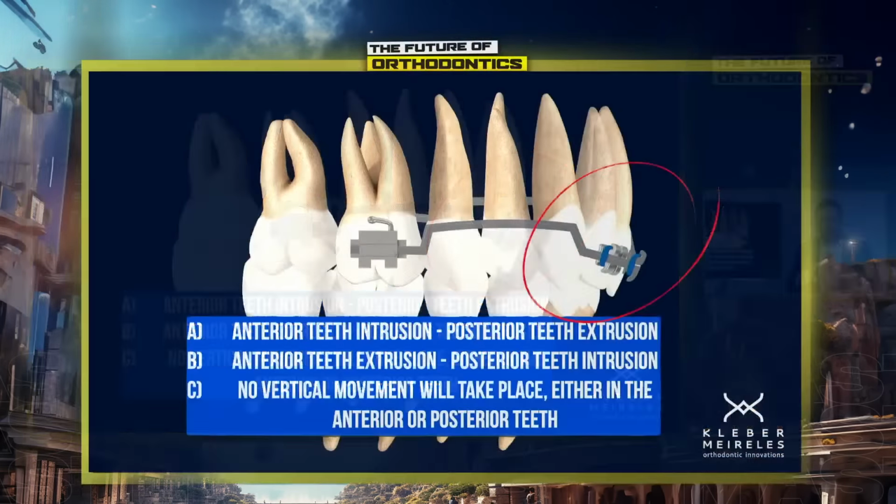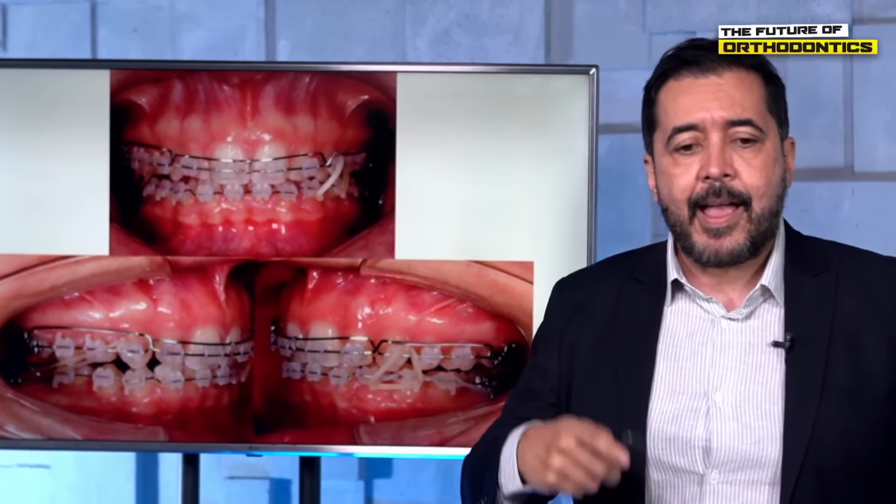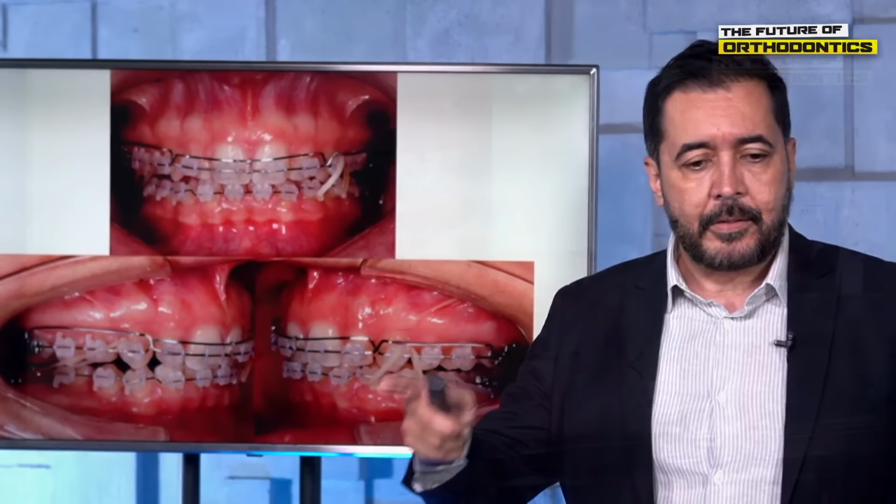If I didn't want that side effect, I would avoid using elastics for that. I could have other options. For example, I could use a protractor, a mandibular propulsor. This is another option to avoid an extrusion of the lower molar. But in this case, I want it. That's what I want to say.